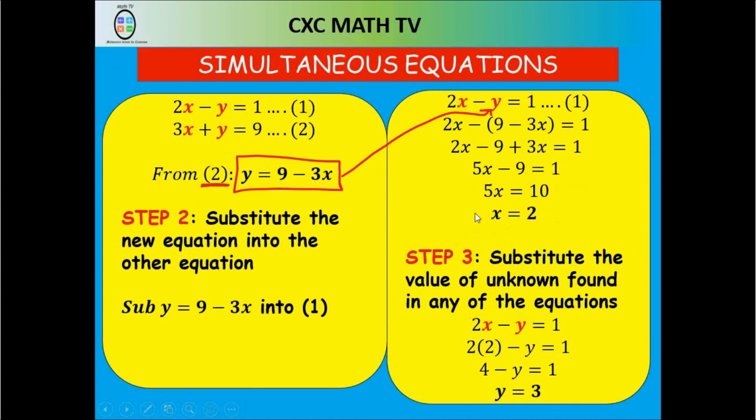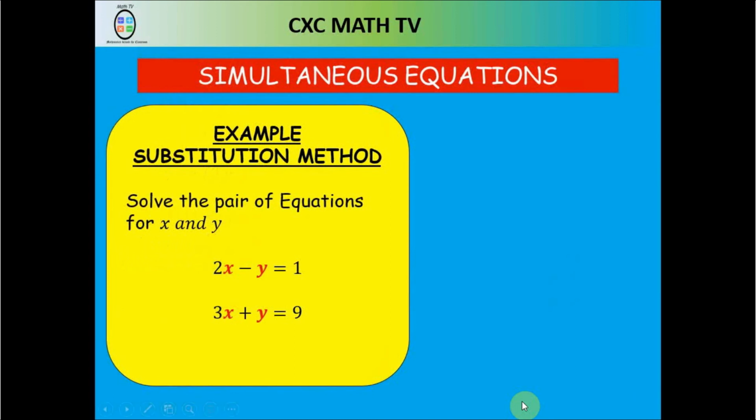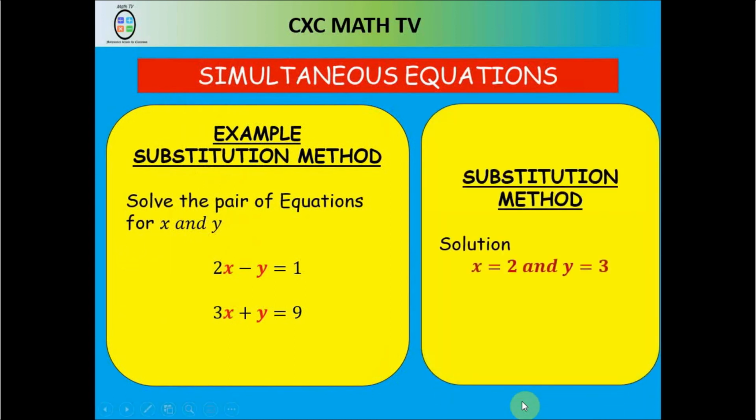Once you get x equal to 2, step 3. Step 3 is then you substitute the value of the unknown found in any of the equations. So once you find x equal to 2, you can either plug it in equation 1 or plug it in equation 2 to find y. I'm going to plug it in equation 1. So 2 times 2 minus y equal 1. So 4 minus y equal 1. And so y is equal to 3. So in that case, we end up getting x equal to 2 and y equal to 3.